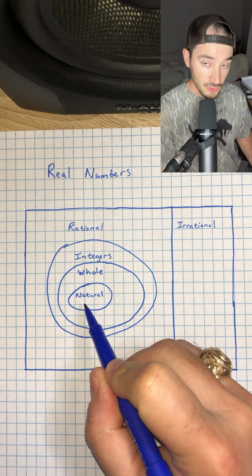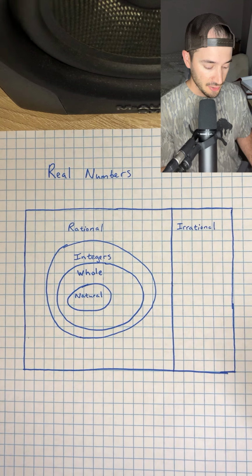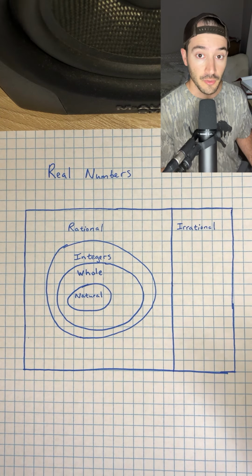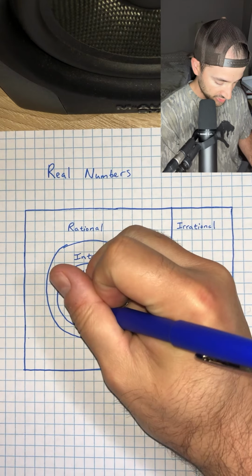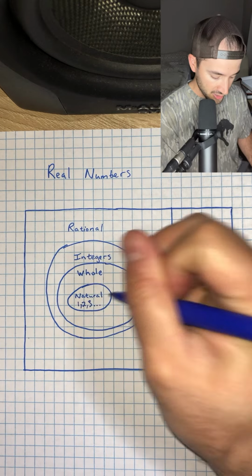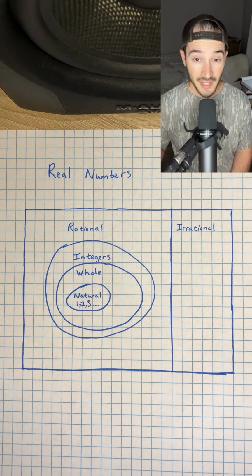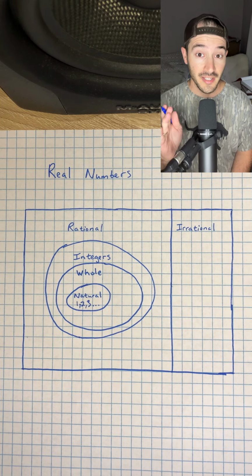So we have natural numbers. Natural numbers are also called counting numbers because they're the numbers that you think of whenever you count. So 1, 2, 3, 4, 5, and so on. Okay, so I'm just going to put 1, 2, 3, dot, dot, dot. Notice we don't have any decimals or anything like that. It's just whole numbers counting starting at 1.